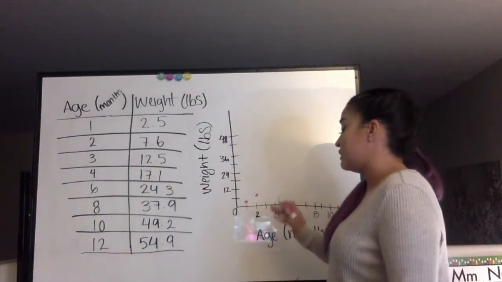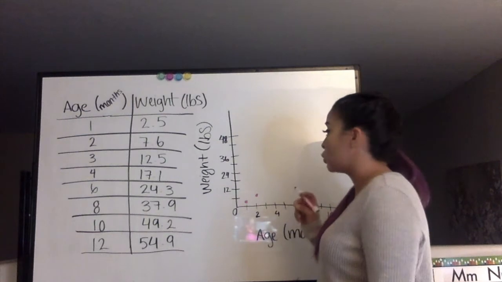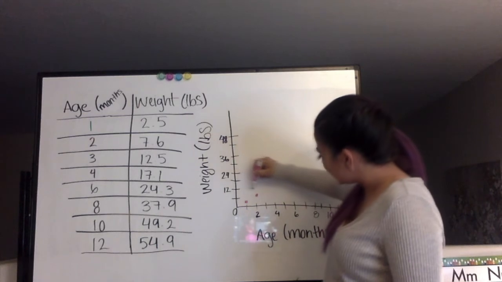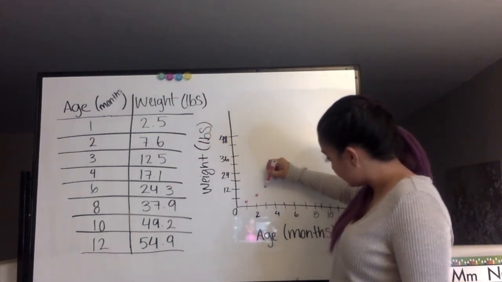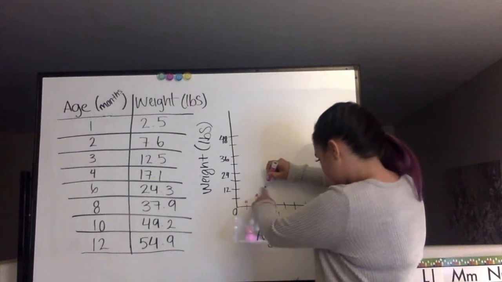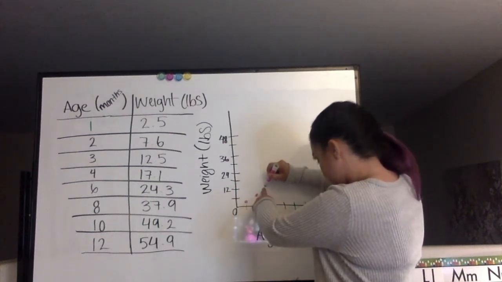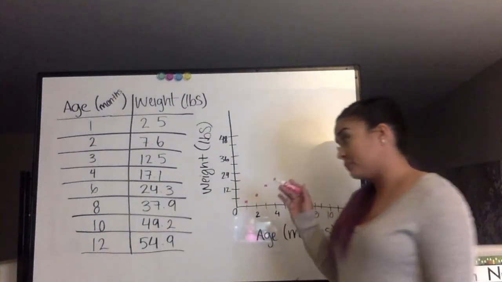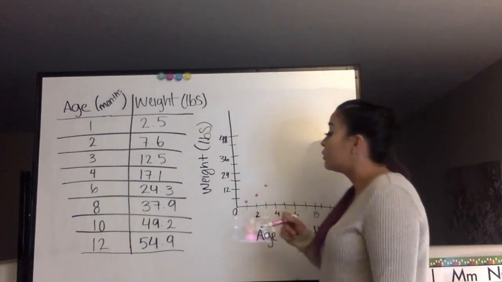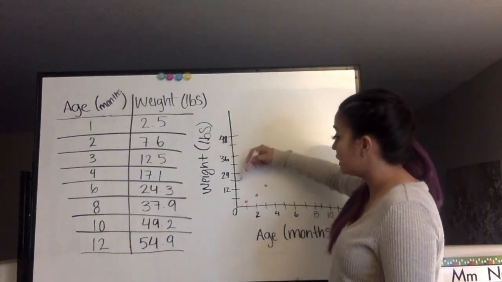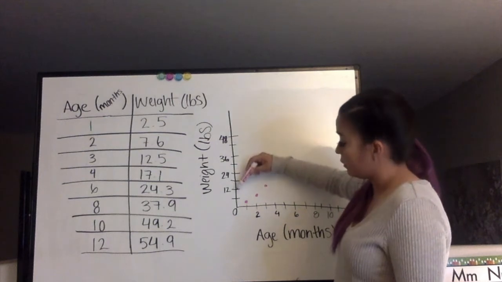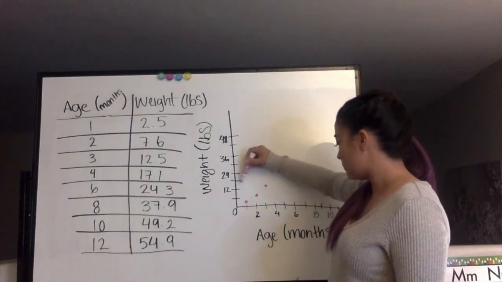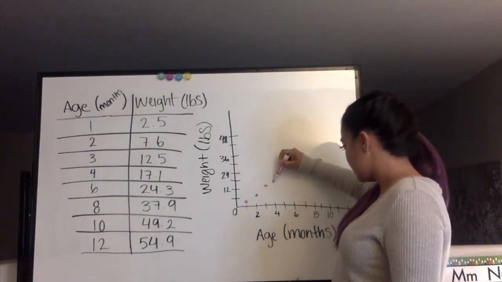At 3 months, our panda weighs 12.5. So we go to 12, and it's just a little over 12, because it's 12.5, almost 13. At 4 months, our panda bear weighs 17.1. We surpass our 12. This line would be 18, so we would be right under it, just slightly under it.